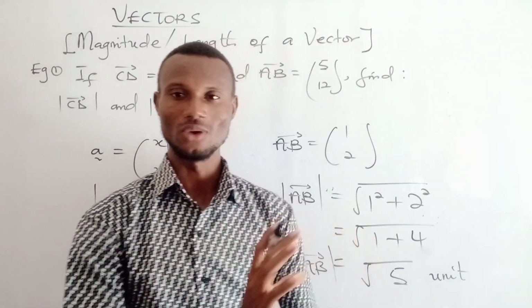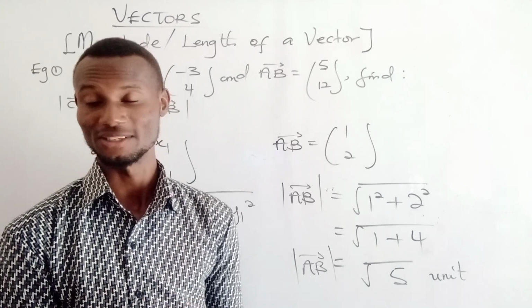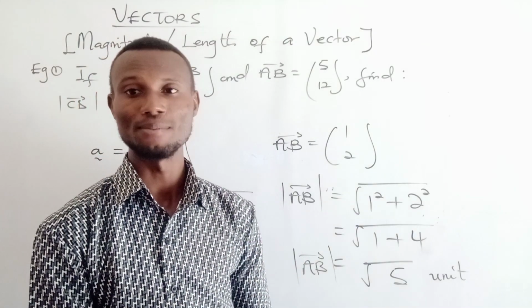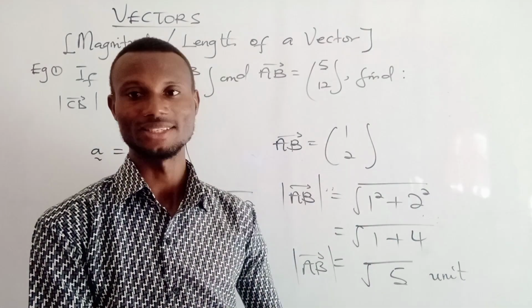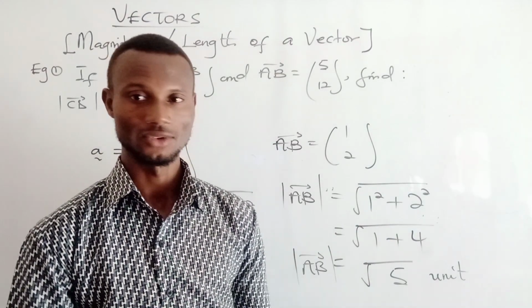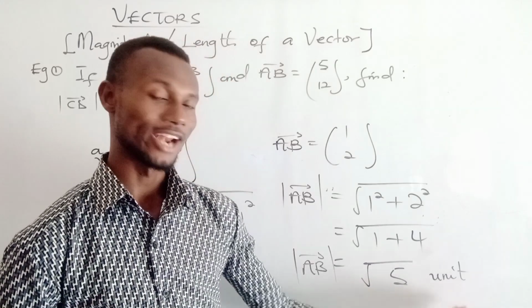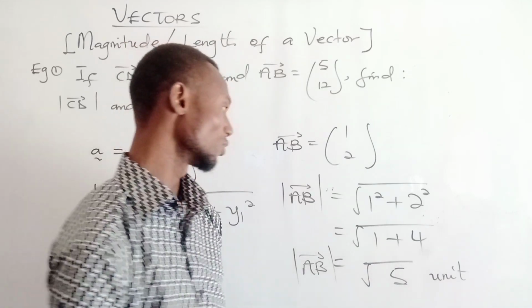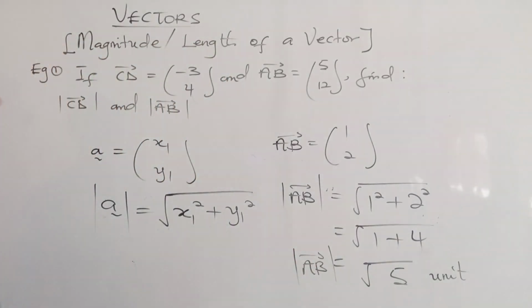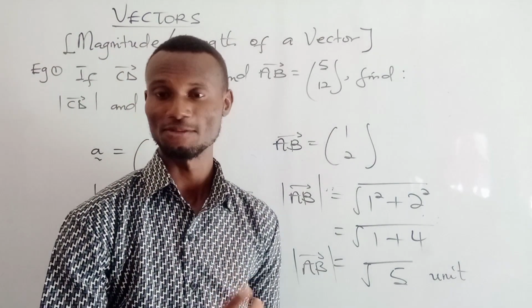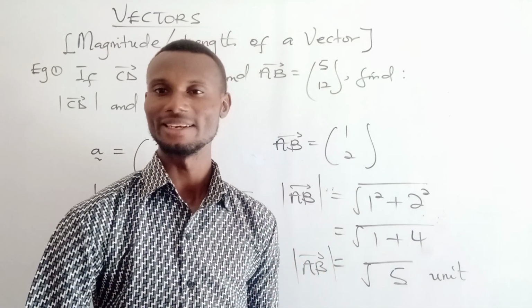I hope you understand up to this point. Very simple. We just take the square root of the sum of the squares of the components of the given vector. That's exactly what we just did. After that, you add your units. So let's go ahead and solve example 1 that I have on the board. I hope the explanation is clear enough so we can proceed and handle example 1.